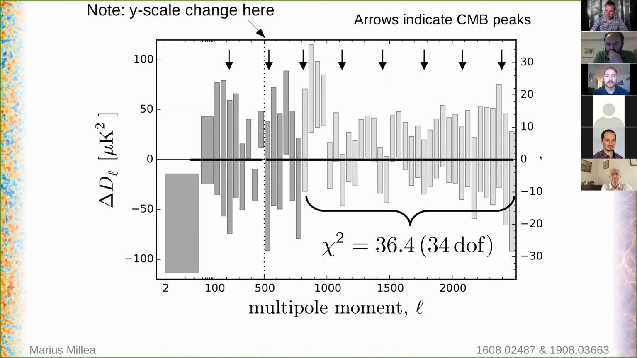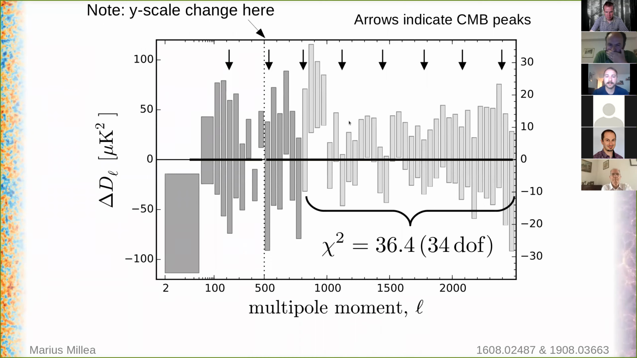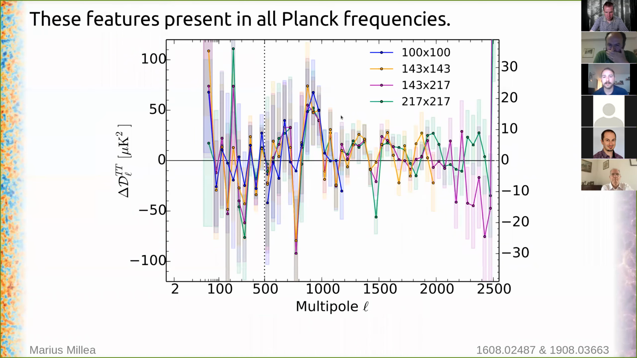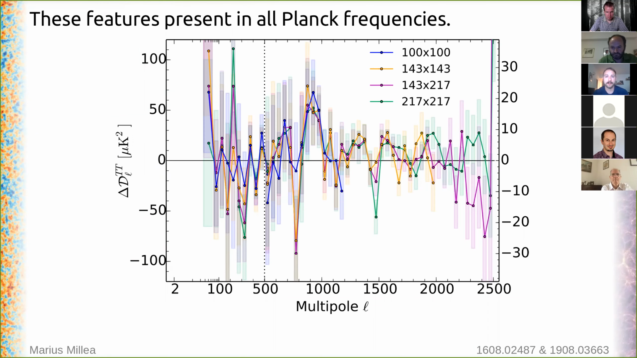So let me mention also that these features that you see, like the fact that the power here is a little high, then there's these oscillations. These were basically seen in all the Planck frequency bands, and so that's a really good check that this isn't some instrumental systematic, which would be unlikely to be exactly the same between all these frequencies. Similarly, it's not some foreground, which you expect to vary with frequencies. So this is a very good check that these features are real. So going back to here now.